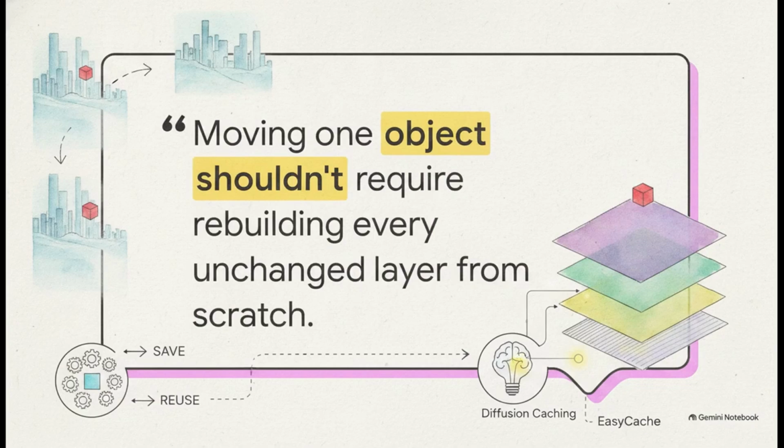Now, think about editing a huge Photoshop document. Moving one single object shouldn't require rebuilding every unchanged layer from scratch, right? That logic is actually the foundation of things called diffusion caching and EasyCache. Even with fewer steps, neighboring steps in an AI generation often look incredibly similar internally. If the AI calculates a really complex background at step 10 and literally nothing changes by step 11, why on earth would we do the math again? Diffusion caching simply saves and reuses those intermediate results.